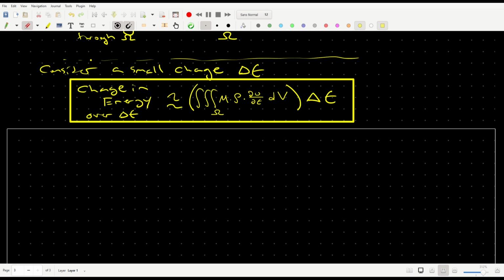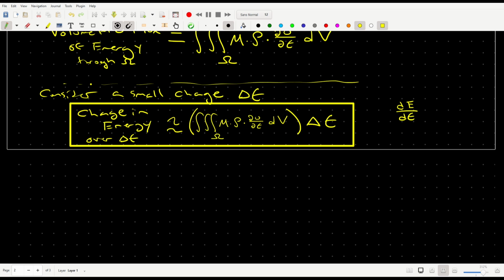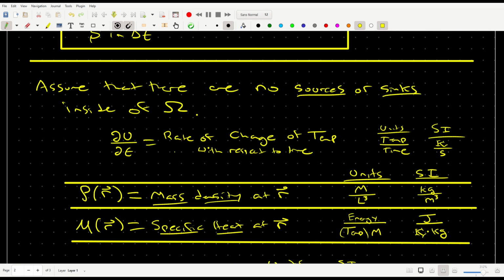So this means, just like before, this expression right here is really, we think of it as the derivative with respect to energy, rate of change of energy inside of the region omega. So the volumetric energy inside the region omega, this quantity is like the rate of change of energy with respect to time. Because the derivative of energy with respect to time times delta t is the approximate change in energy over the interval delta t, just like before.